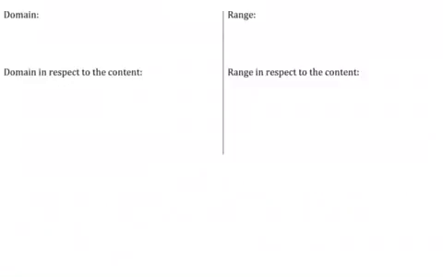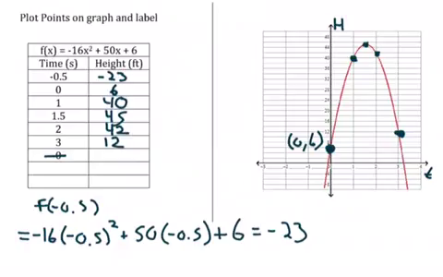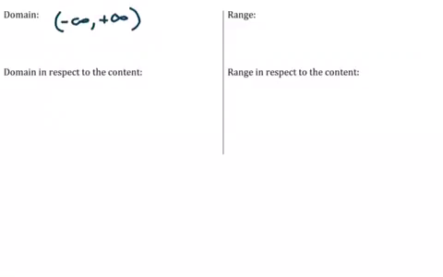So the domain, we'd say, is from negative infinity on the x-axis all the way over to positive infinity on the x-axis. Now, what do you think? The domain in respect to the context. So this is asking us to interpret the domain in the context of this problem. Now, how would you describe this? To describe the domain in respect to this particular context. And the domain in this particular case, if we go back, remember we said that the domain are all x values. And remember we said that the domain is time.